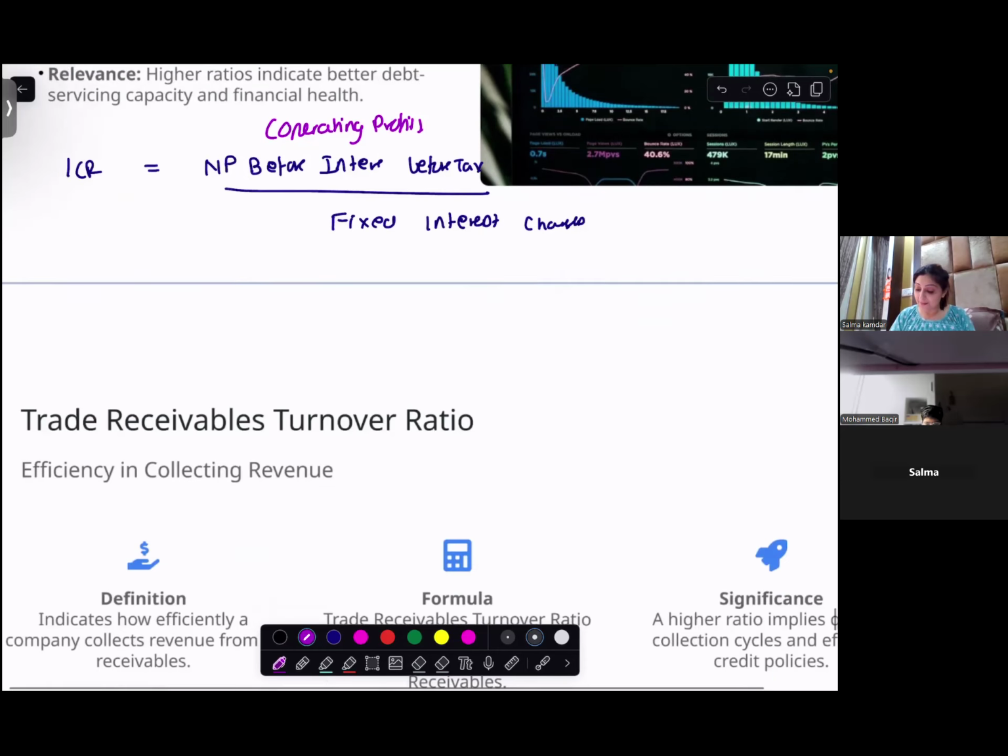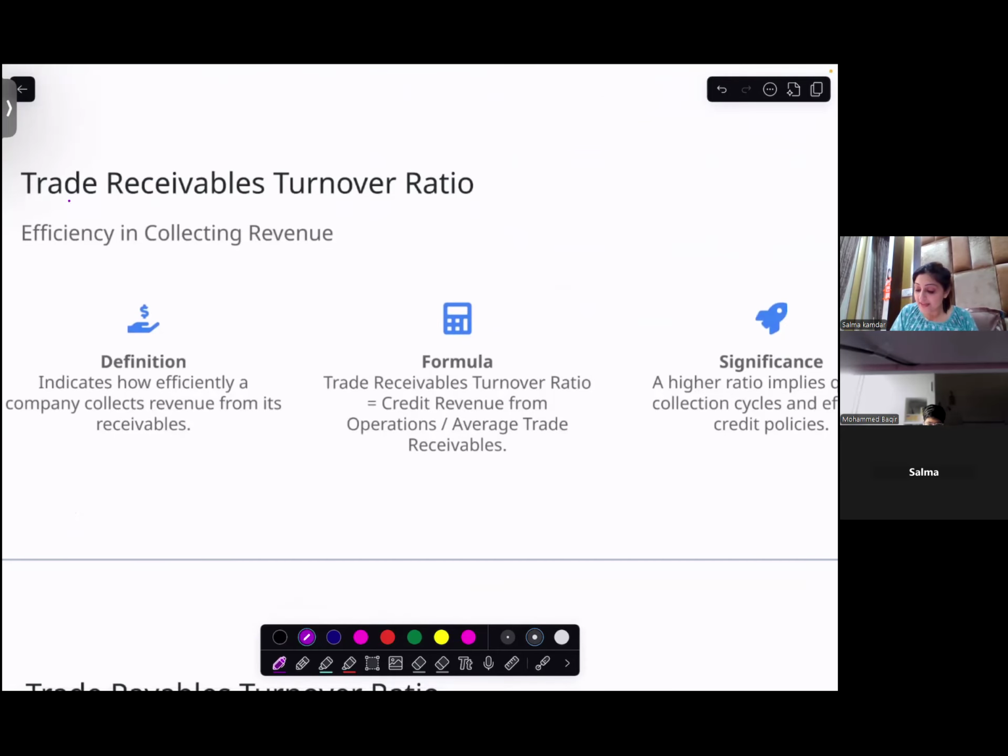Now, trade receivable turnover ratio. What does this tell you? It indicates how efficiently the company collects revenue from its receivables. How efficiently you are collecting money from your credit customers. Okay, so how do you get this? Trade receivable turnover ratio is credit revenue from operations over average trade receivables.